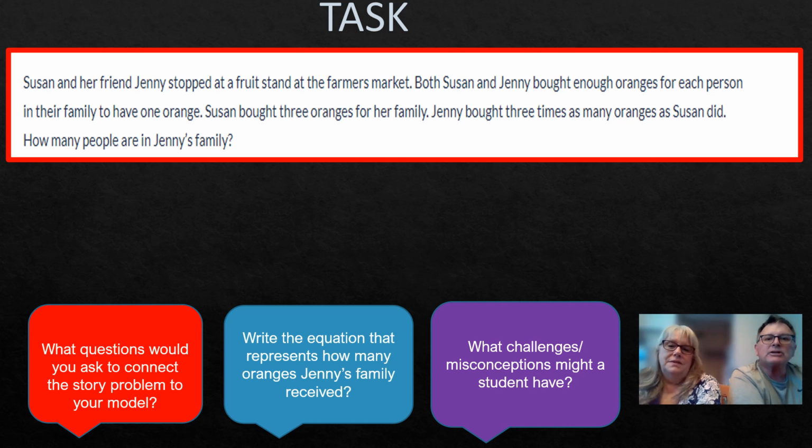Okay, so now let's take a look at this Susan and Jenny problem about oranges. You've probably already noticed that this is a multiplicative comparison problem. And that used to be in 4th grade. It used to be in 4th grade, but you know what, Barbara? I looked in the benchmarks, and you validated it.